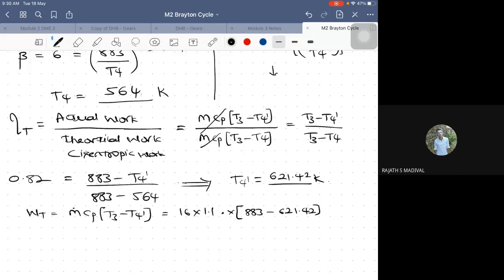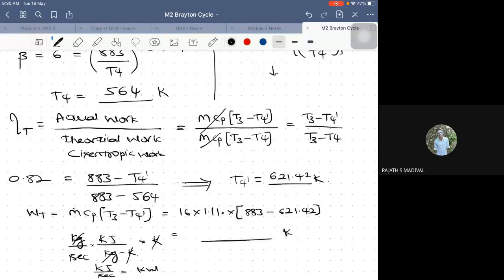1.11. Now just check the units, guys. So m dot is in kg per second. Cp is substituted in kilojoules per kg Kelvin, times the temperature value in Kelvin. Now what happens? Kelvin goes away. Kg goes away. So whatever is remaining is kilojoules per second. Joules per second is watt, so it is kilowatt. Whatever answer you get would be in kilowatt. That is the answer.